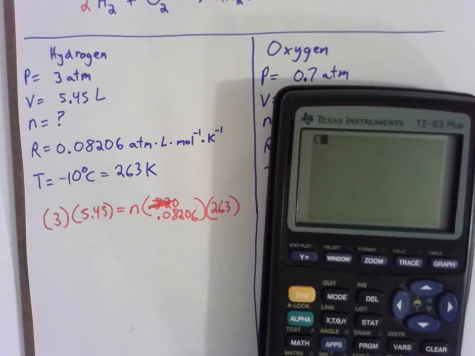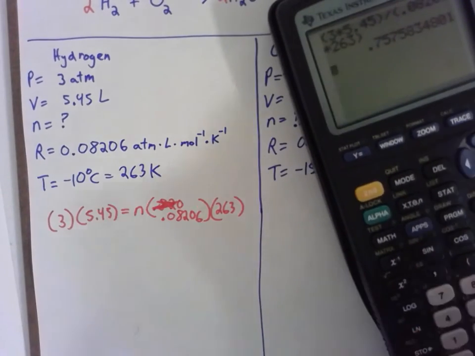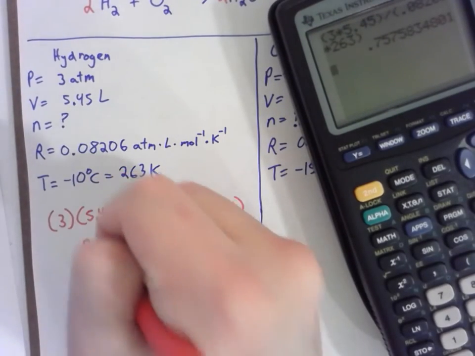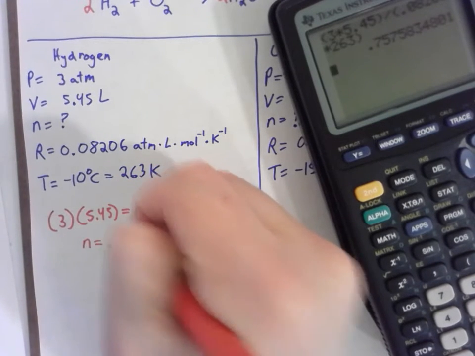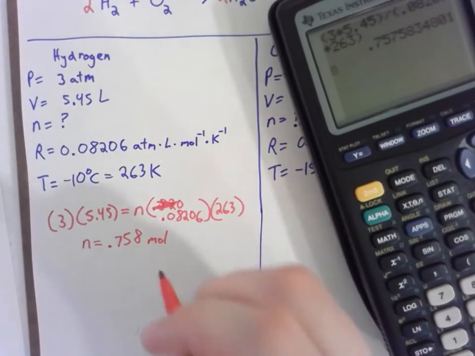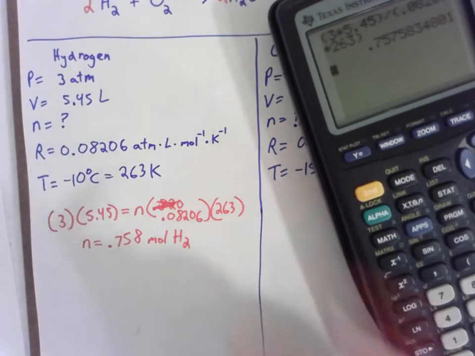To do that, I'm going to take 3 times 5.45 and close that in parentheses and divide it by the product of the other side, 0.08206 times 263. And as long as you're careful with your parentheses here, you can do this all in one step. So my answer, number of moles equals 0.758. I rounded that to 3 decimal places, and this will be our moles of H2.